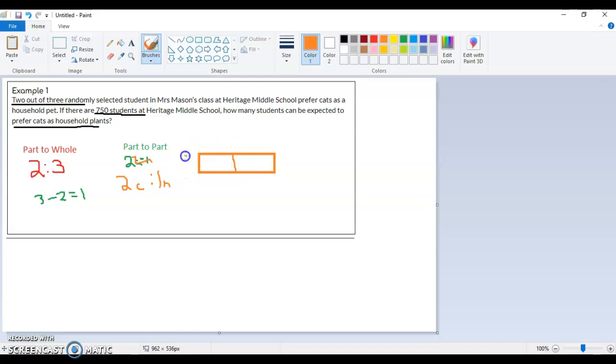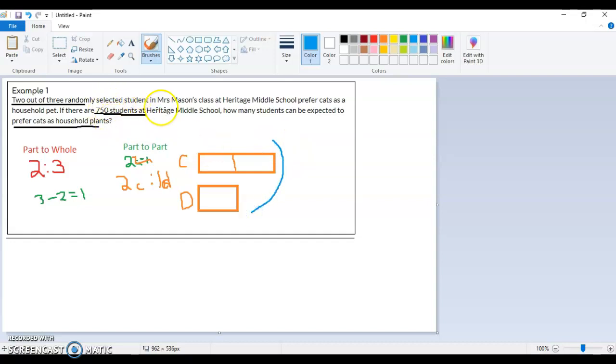So there's my 2 cats, people that prefer cats. And here is my 1 that does not. Crazy people. Okay? And the 750, decide, is it for just the cats, just the do nots? Make it a D for do nots so I can remember. Or both of them. Pause it, think about it. So it is for both of them, okay?